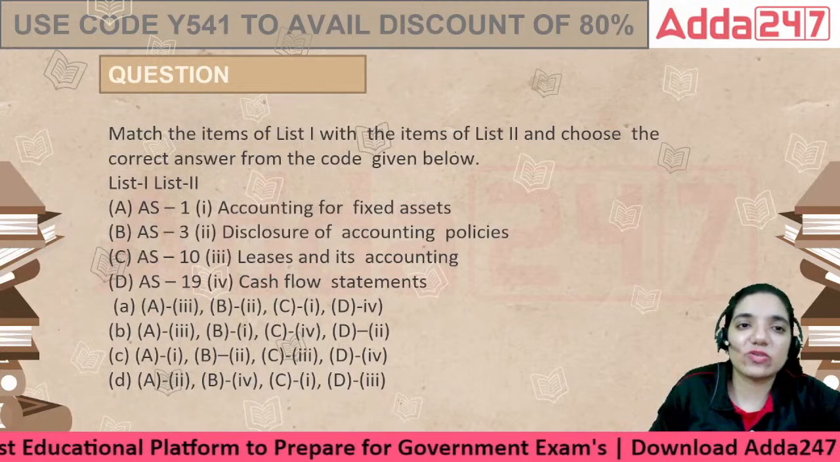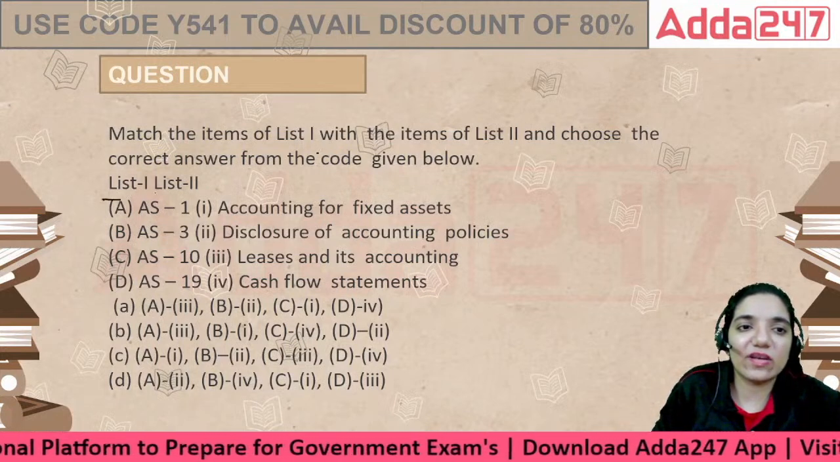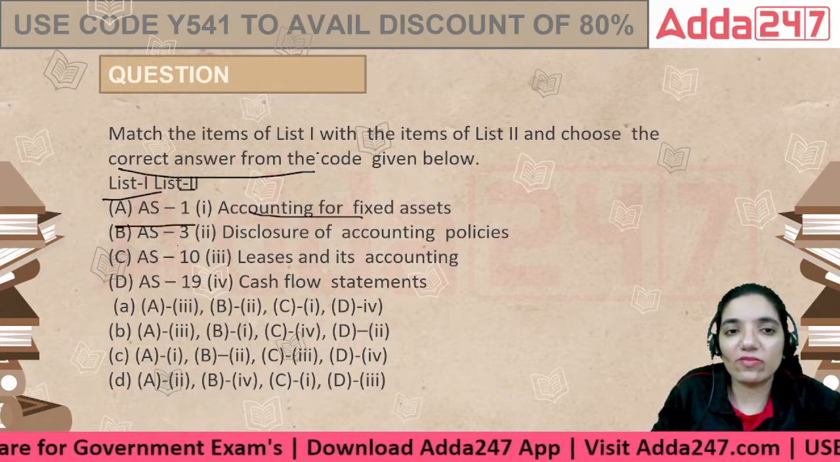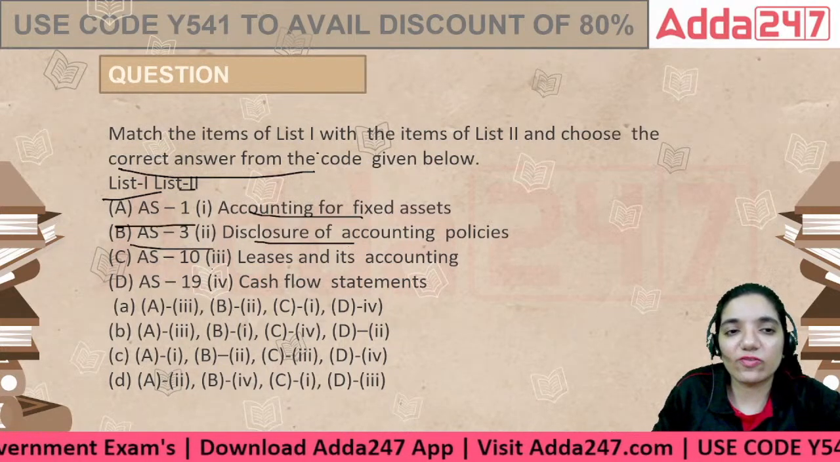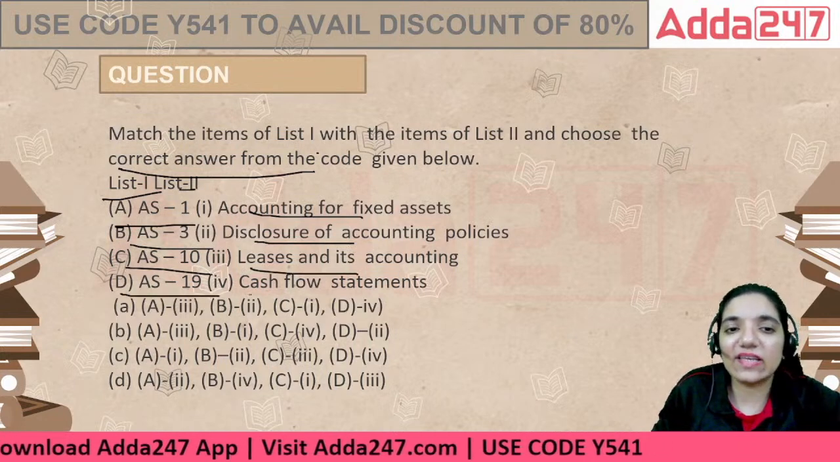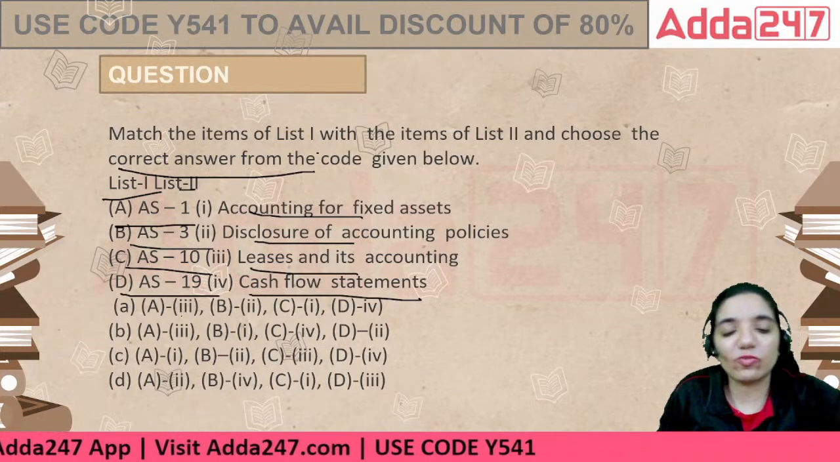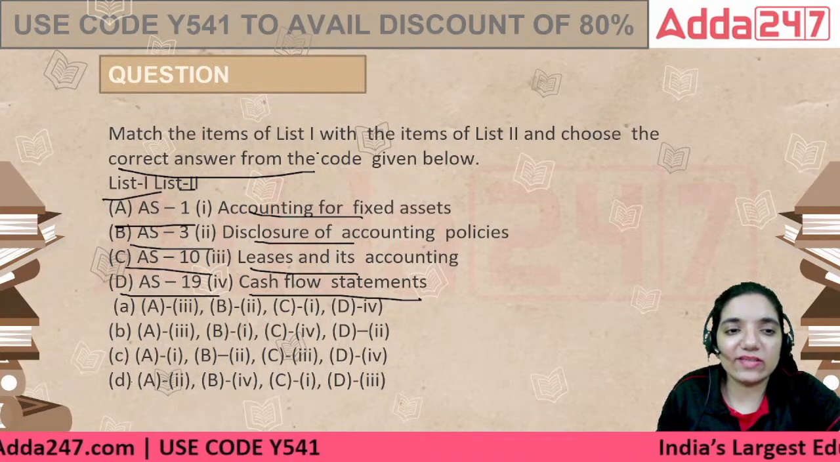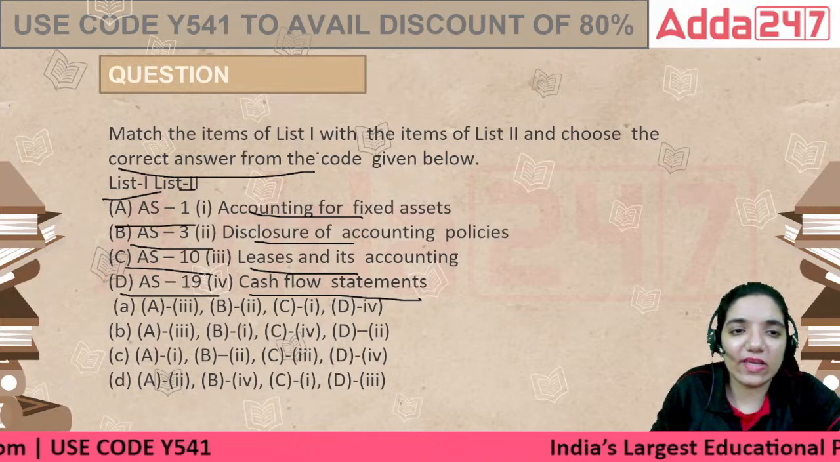Okay, here comes the next question. It says regarding list 1 and list 2, you have to find the correct answer. List 1 is accounting for fixed assets, AS3, disclosure for accounting policies, AS10, leases, and accounting in AS19, cash flow statement. What would be the correct answer in this question? Would it be A, B, C, or D? Let's look forward to it.